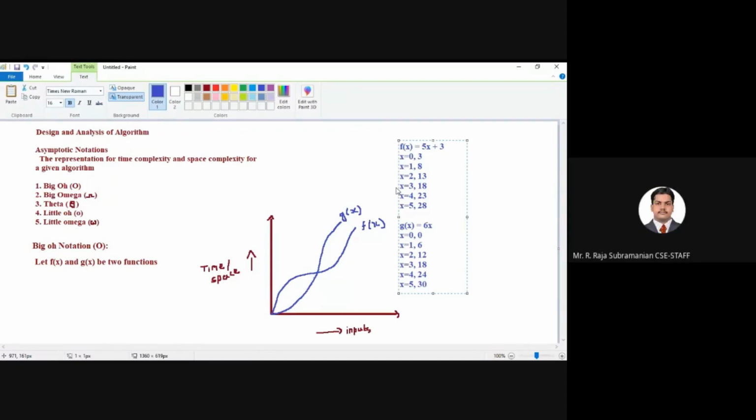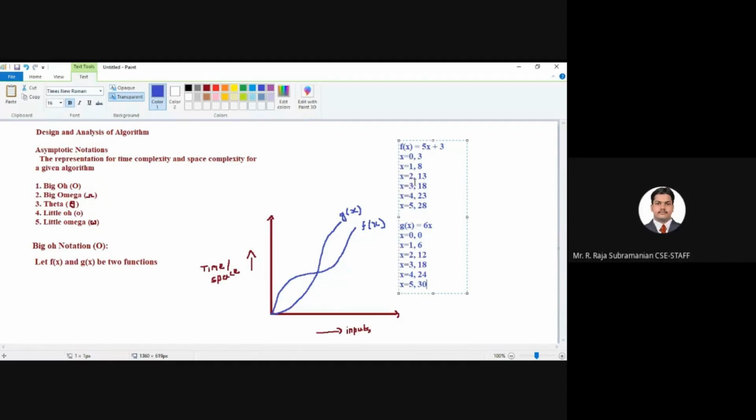In future, at any point, will f of x be greater than g of x? Yes, sir. Will it be there or not? Whether f of x will come greater than g of x hereafter? If x is equal to 6 or x is equal to 7 or any other point? No, sir. Not at all. Why?